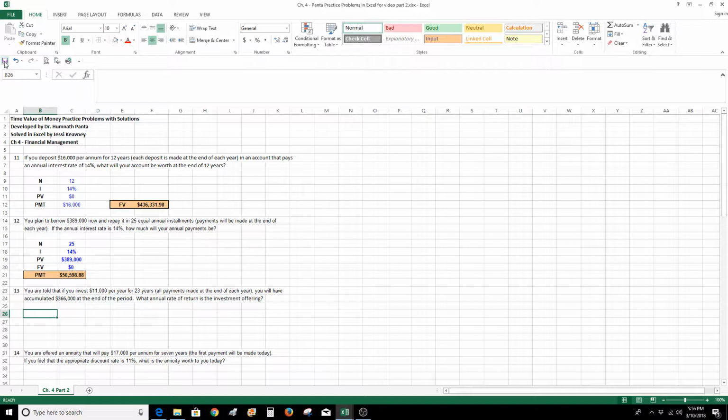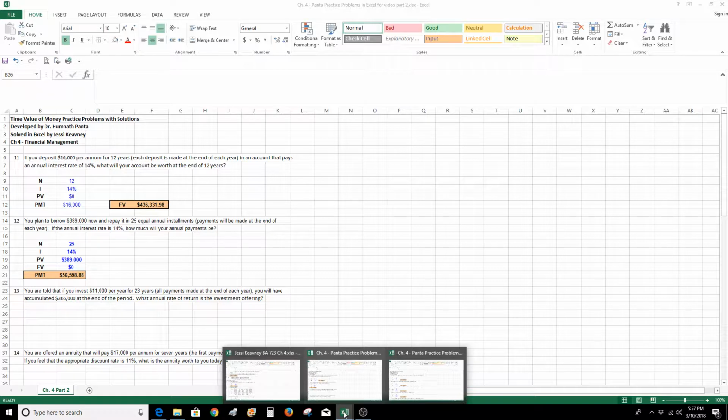Okay, number 13. You are told that if you invest $11,000 per year for 23 years, all payments made at the end of each year, so that's an ordinary annuity, you will have accumulated $366,000 at the end of the period. What annual rate of return is the investment offering?